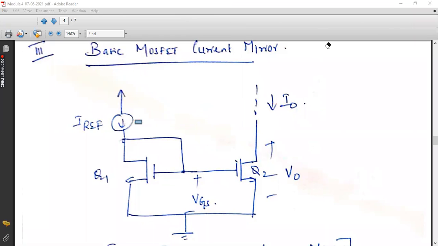So here you can see V naught is the voltage across Q2 and I naught is the current flowing through Q2.